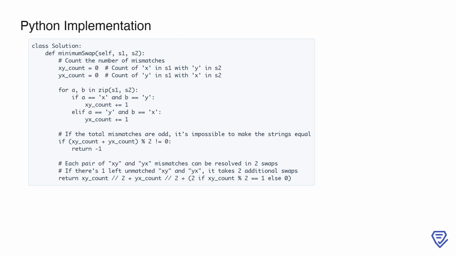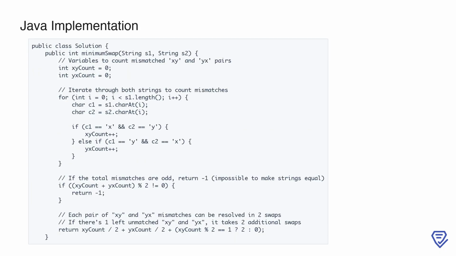This approach is efficient, with a time complexity of O(n), where n is the length of the strings, as we only make a single pass through the strings. The space complexity is O(1), as we use a constant amount of extra space. Here, we begin with the implementation of the solution in Java. The method, minimum swap, takes two strings, S1 and S2, as input. The goal is to determine the minimum number of swaps needed to make the two strings equal.